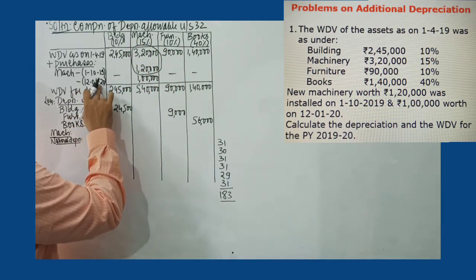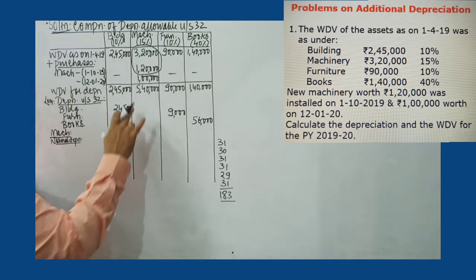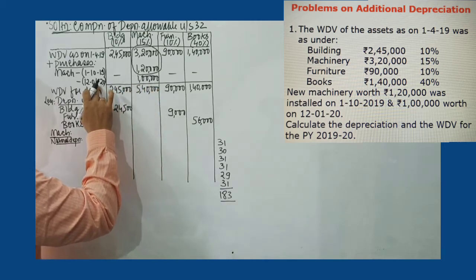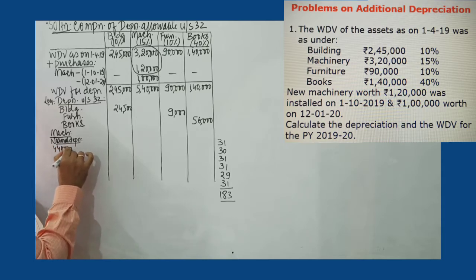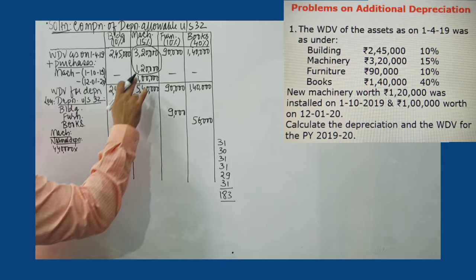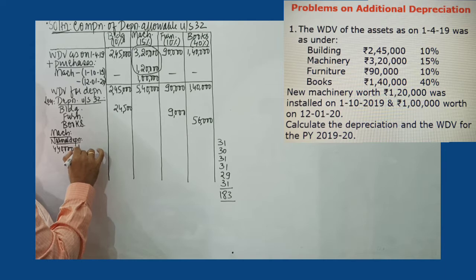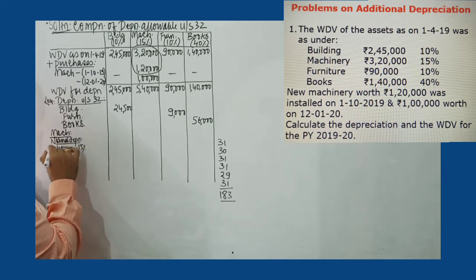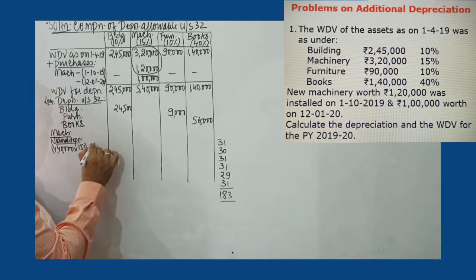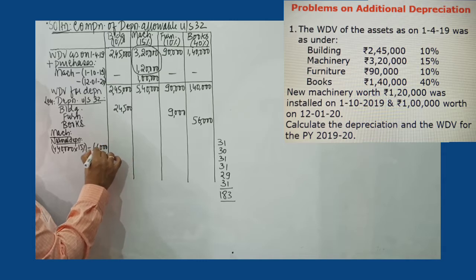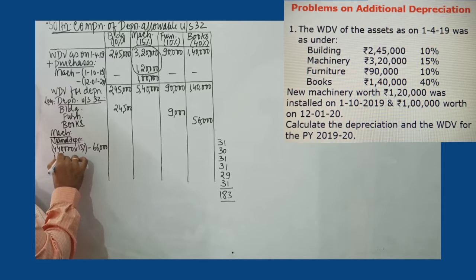Whereas this is purchased on 12th of January, 1 lakh worth, and it is put to use for less than 180 days. Definitely less than 180 days. So on 4,40,000, I am combining the old machinery as well as the new one purchased on 1st of October. So 4,40,000 into 15%. That's the block rate. So the amount would work out to 10% is 44 plus 22, that is 66,000.